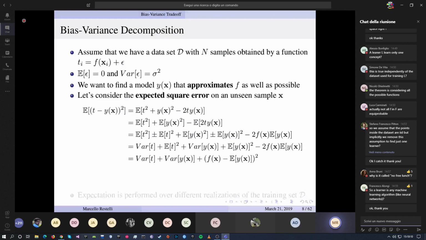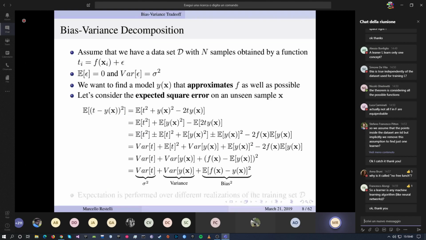Okay, so what I've done is, starting from the expected value of the squared difference between the target value and the model, I have rewritten this expected value as the summation of 3 terms. The first term is the variance of t, but the variance of t is equal to the variance of epsilon, and the variance of epsilon is sigma squared. Sigma squared is called the irreducible error.